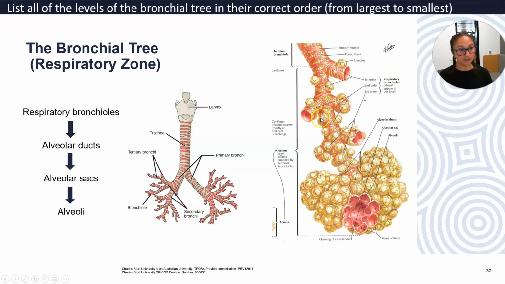And then we keep going. Alveolar duct, alveolar sac, and then alveoli. So the alveolar sac is just like a bunch of grapes, and each grape is an alveolus. Just so you know, each individual grape.